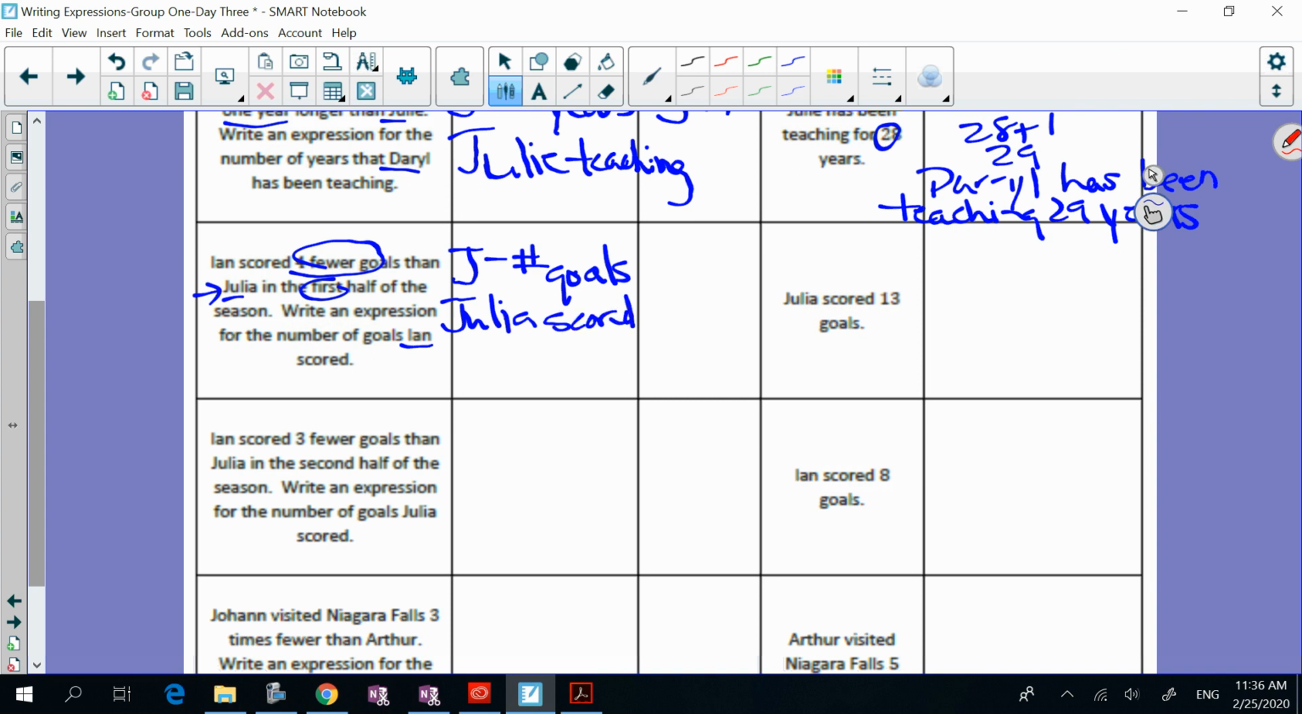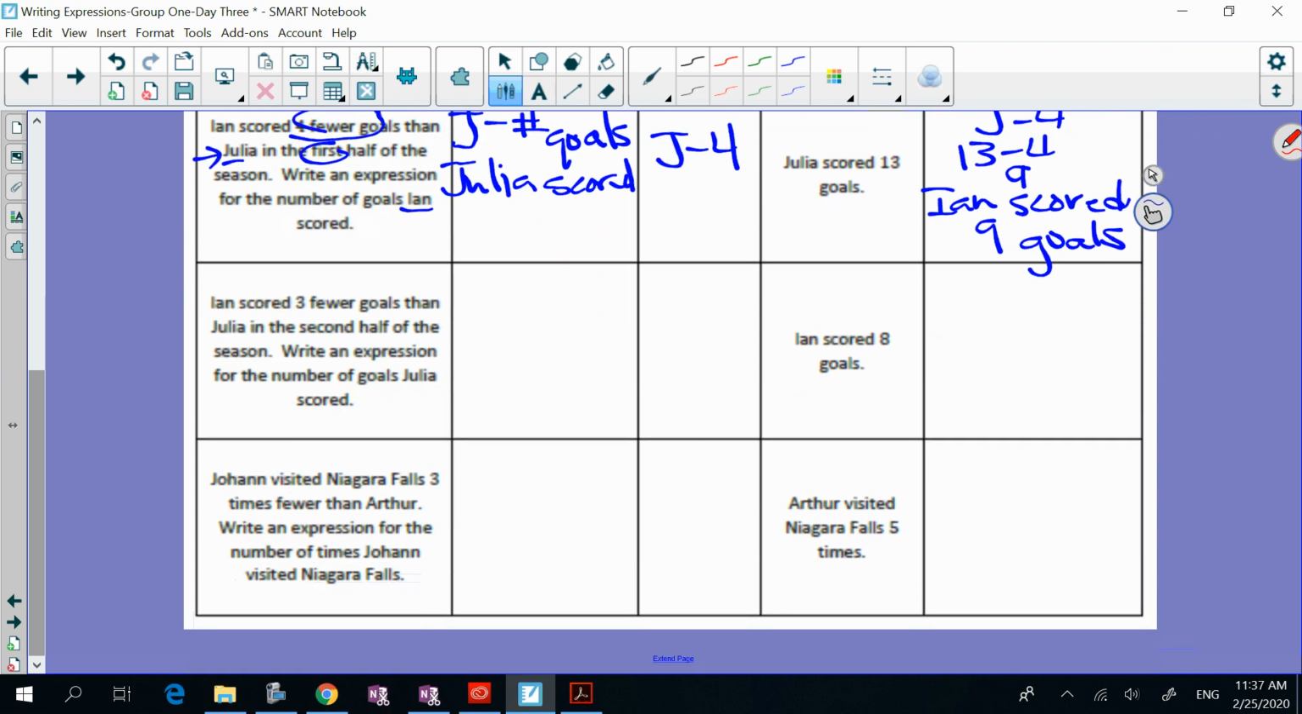So from Julia's perspective, Ian scored 4 fewer. So I need J minus 4 to get to what Ian did. Julia scored 13. Spencer, stop talking. 13 minus 4 is 9. So Ian scored 9. We go back and check real quick. Ian scored 9. That's 4 fewer than 13. We're good to go.